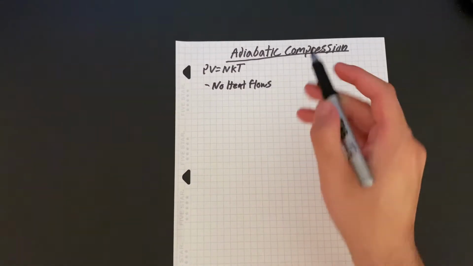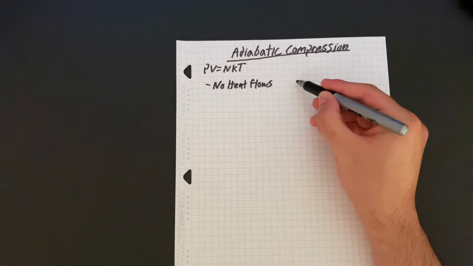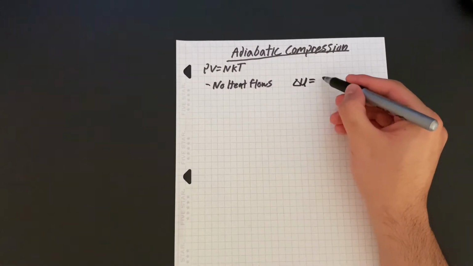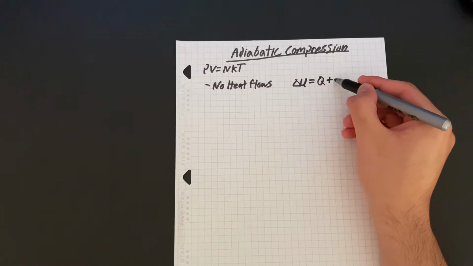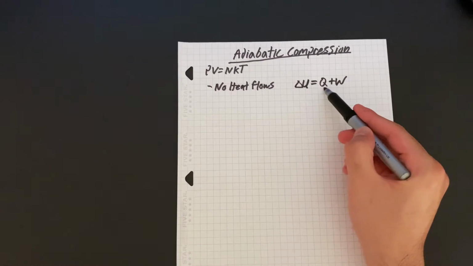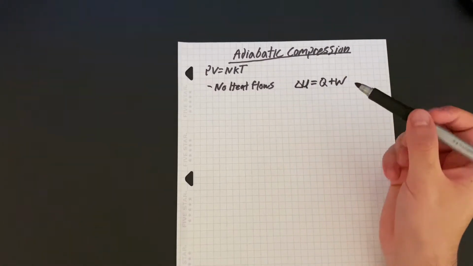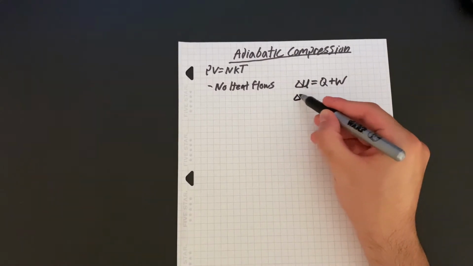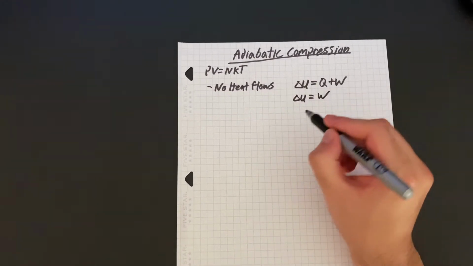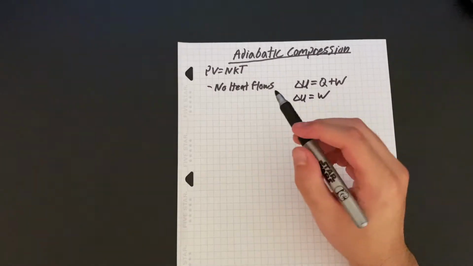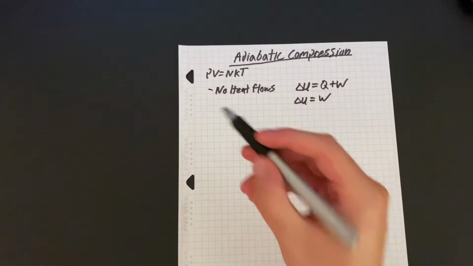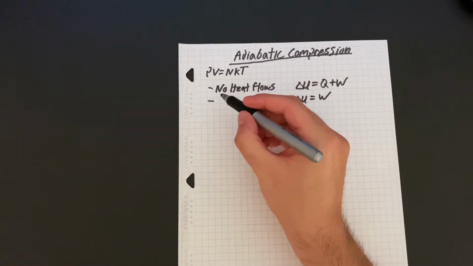And so let's just remind ourselves also of the first law of thermodynamics. Delta U equals Q plus W. But in this instance, Q is 0 because we're saying no heat is going to flow. So the change in internal energy is going to be just the work done to the system. That's it. Pretty simple. And now we're going to use something called the Equipartition Theorem.